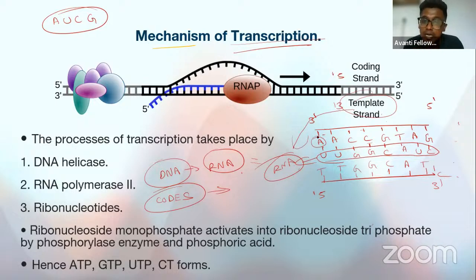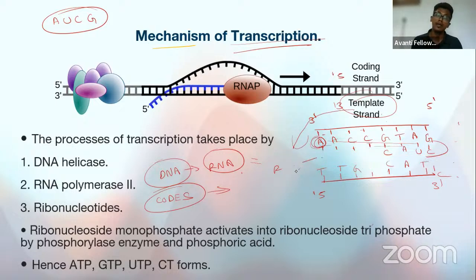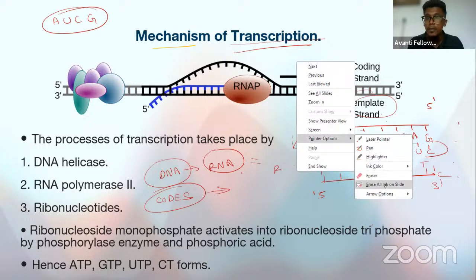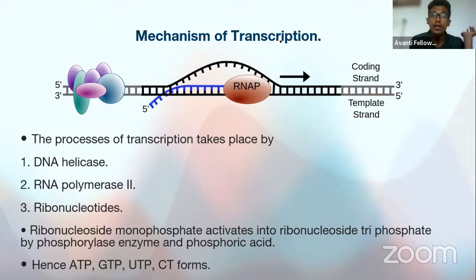How does the synthesis take place? Here is the code that is present in my template strand. I will construct a complement code for it: A, U, G, C, G. So this is my information. This is my crucial RNA that helps in the rest of the things I have to do. You get my point? So in simple terms, the role of the template strand is that it gives a reading frame for the construction of new RNA.